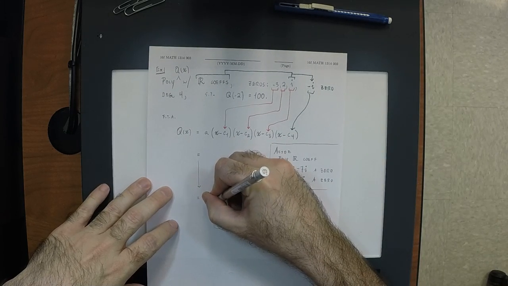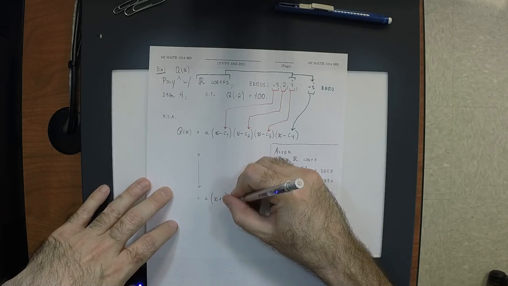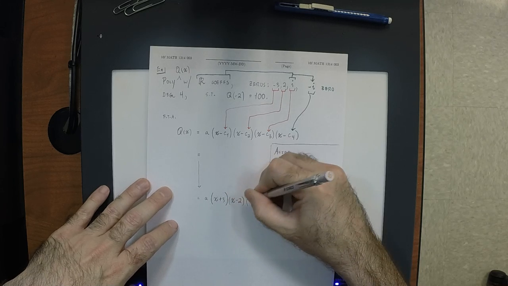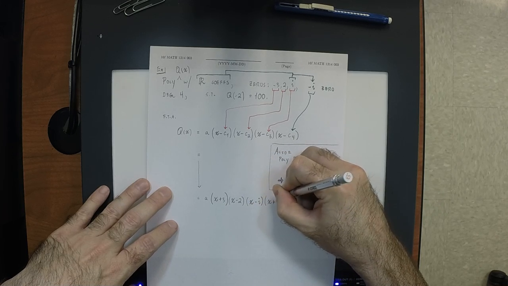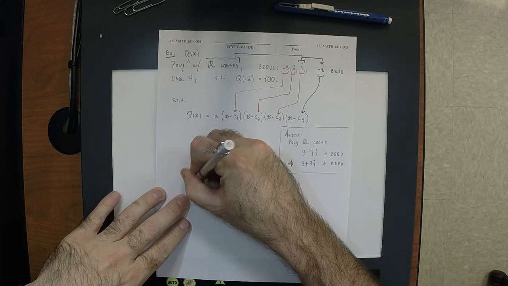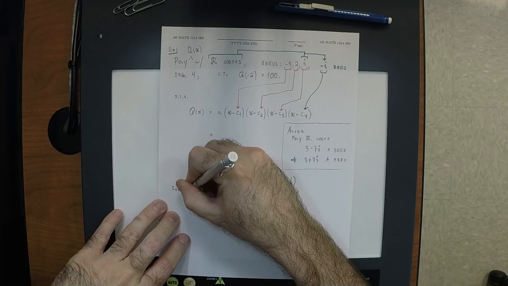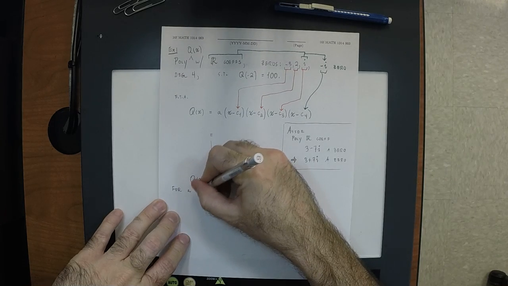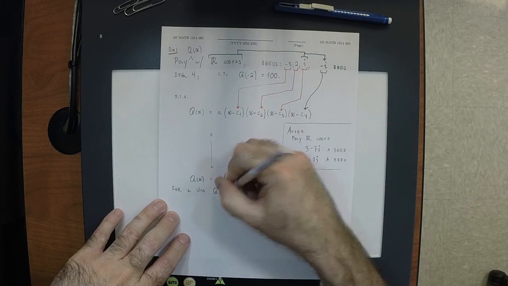Continuing from that aside now. So this would be x plus 3 is a factor, x minus 2 is a factor, x minus i is a factor, and x plus i is a factor. So notably now, what have we not determined? We have not determined A. So now how do we determine A? Very good. So for A, we will use this last unused piece of information, that Q of negative 2 is known to be 100.